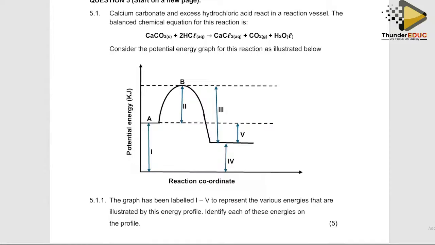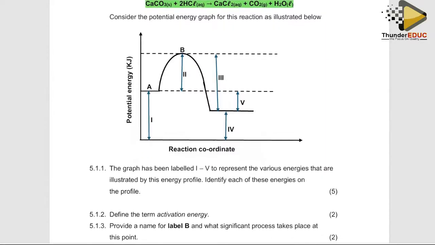Then I'm going to proceed to the next question, which is now our question number 5, right? So it says calcium carbonate and excess hydrochloric acid. So we're having these two compounds react in a reaction vessel. Then the balanced chemical equation is given as follows, right? So this is the balanced equation that we are having there. Then we are saying consider the potential energy graph for this reaction as illustrated below. Then it says 5.1. The graph has been labeled 1 to 4 there.